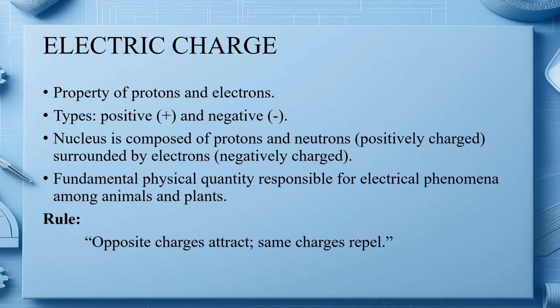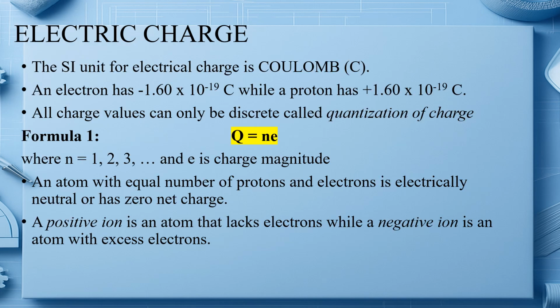So this is a fundamental physical quantity responsible for electrical phenomena among animals and plants. The basic idea here is that opposite charges attract while the same charges repel. You can commonly see this through magnets in real life applications, and we also have this in plants and animals. The SI unit for electrical charge is coulomb.